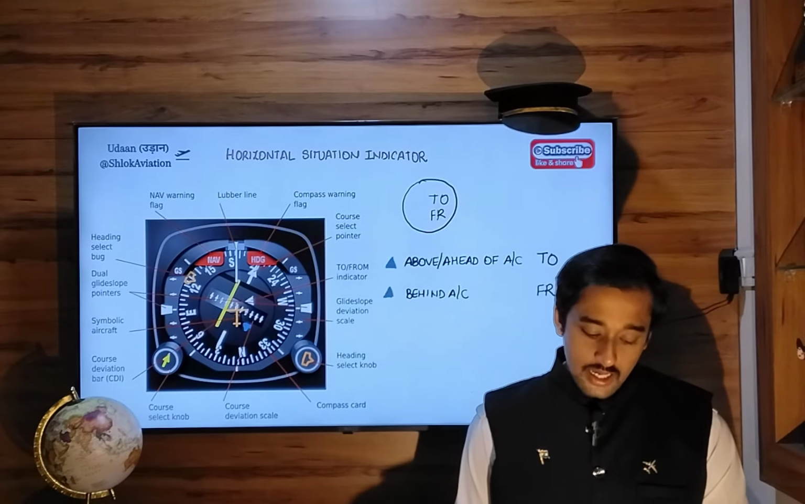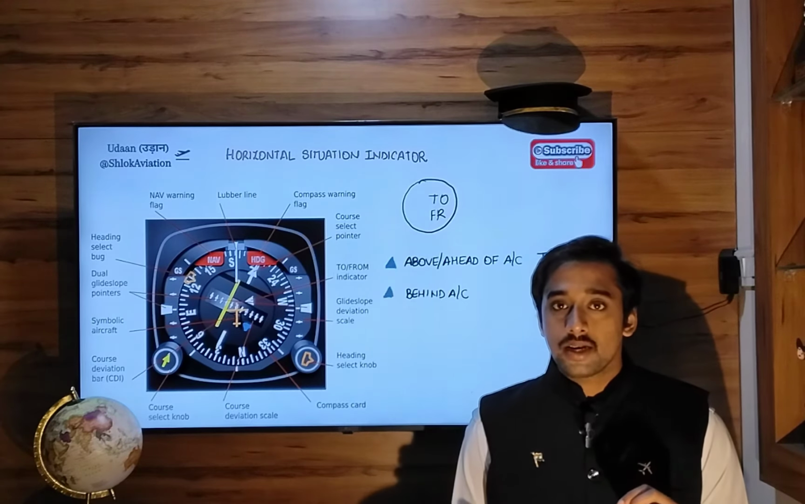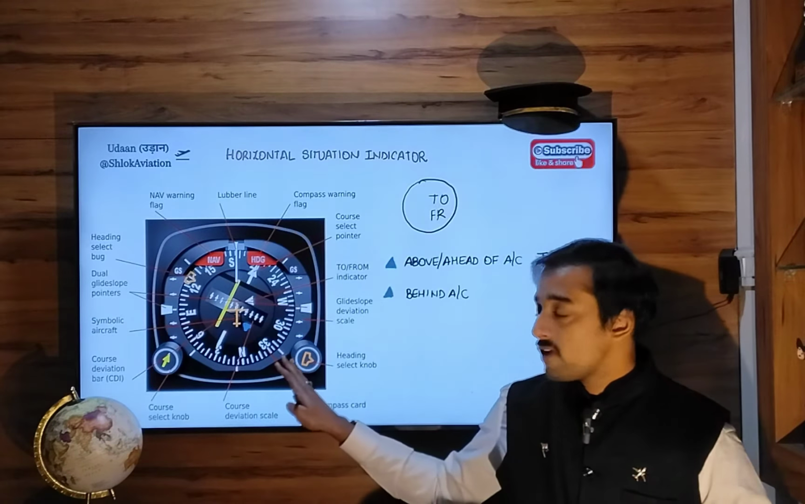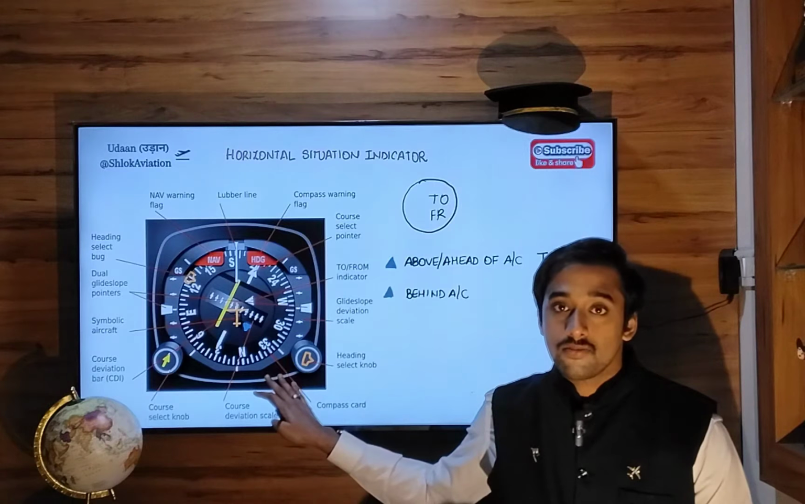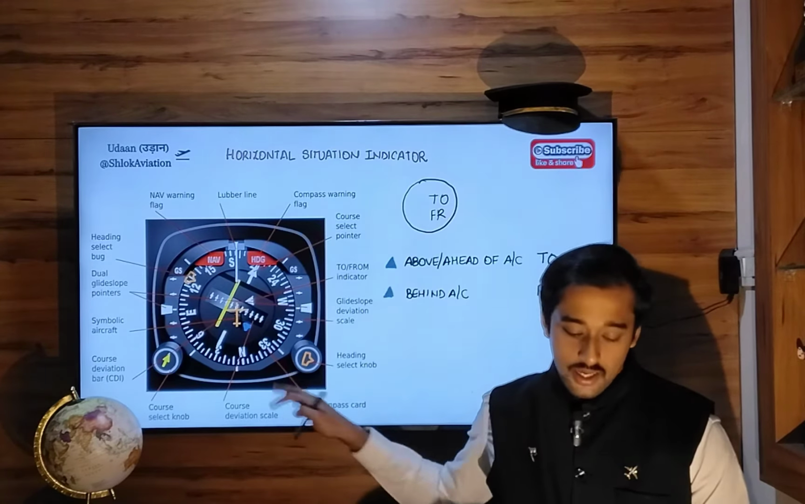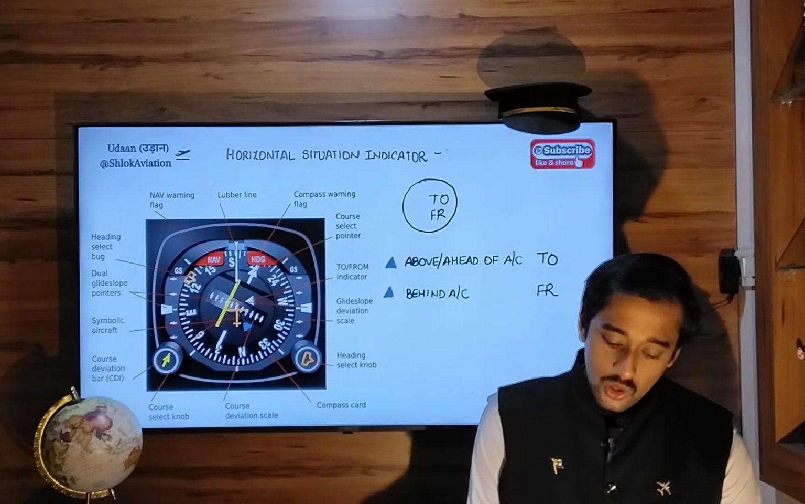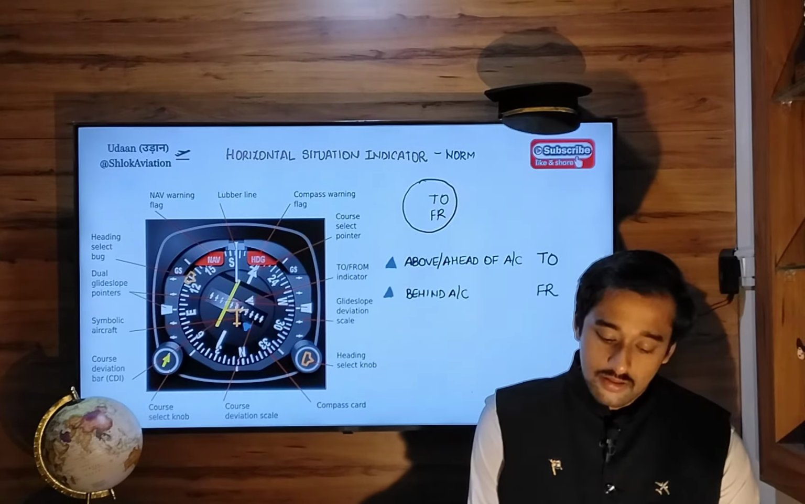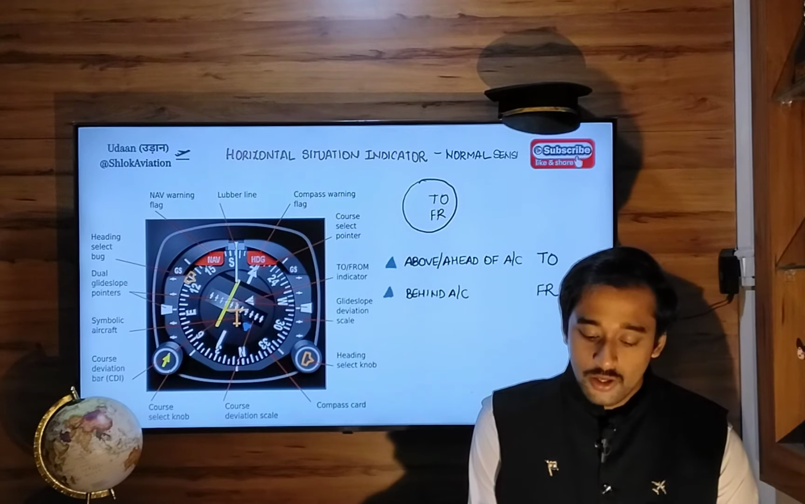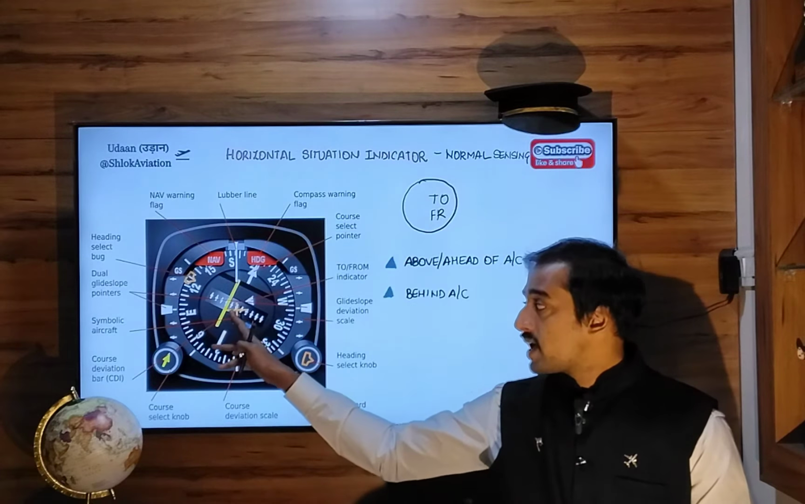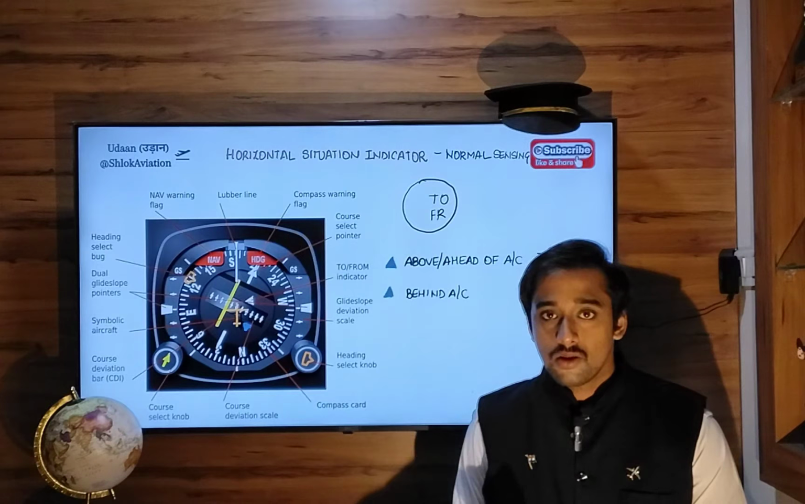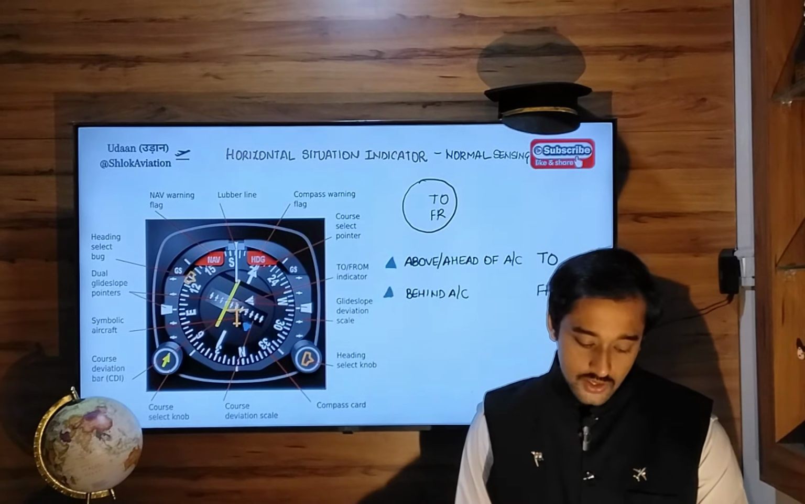Okay. Next thing, in case of normal OBS selector, we had normal sensing and reverse sensing. In case of HSI, you won't have that error or that drawback or disadvantage. You only have normal sensing here. You will never have reverse sensing in case of HSI. So what you have to do is, whatever direction the needle moves, that direction you have to turn your aircraft, left or right. So no reverse sensing, only normal sensing.